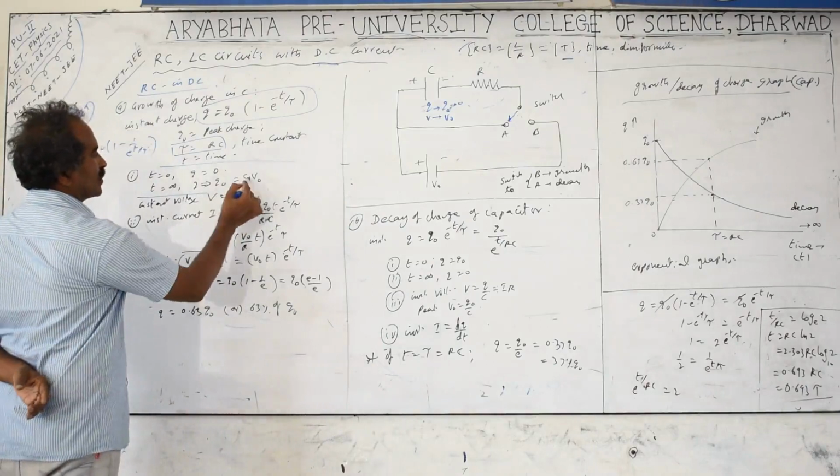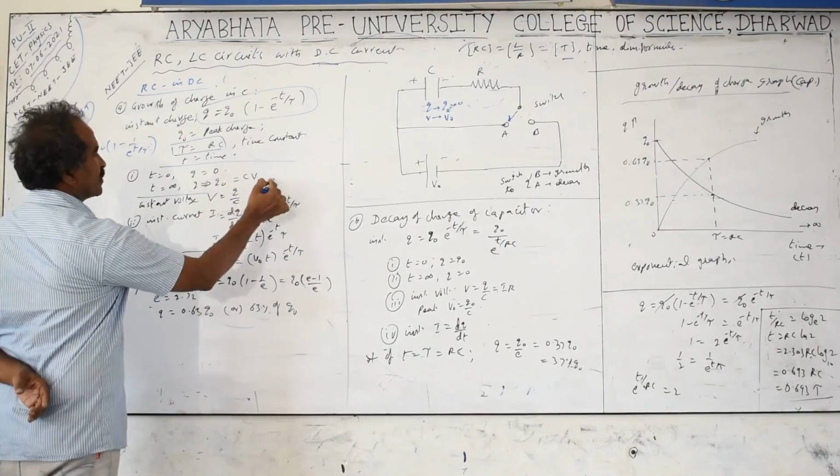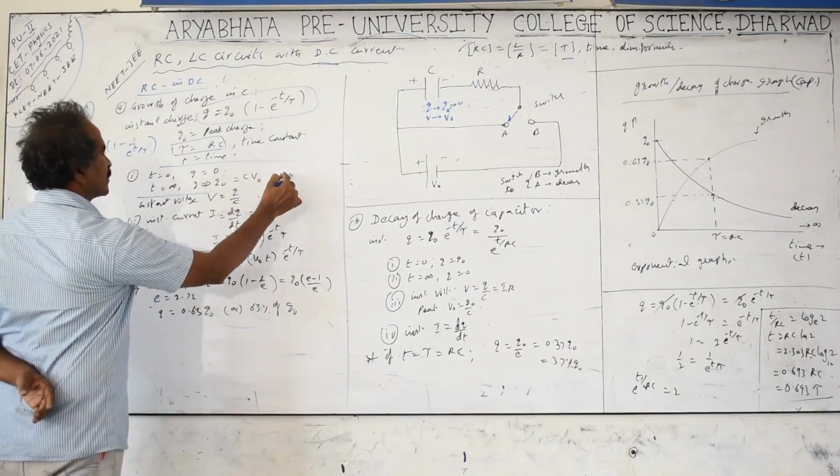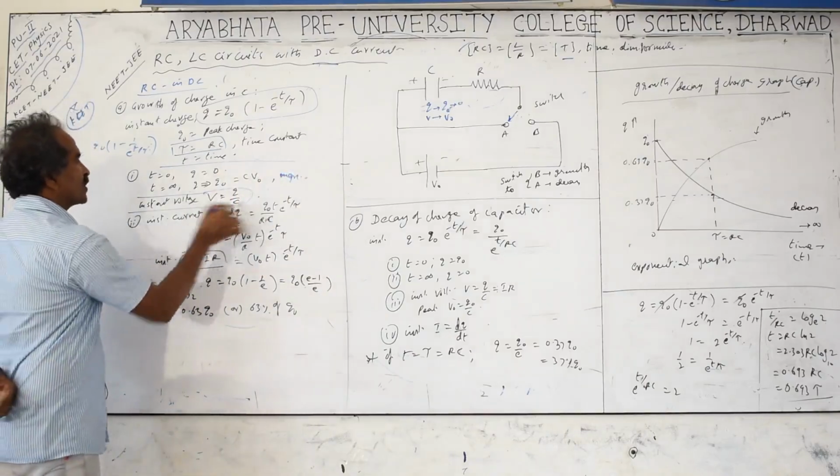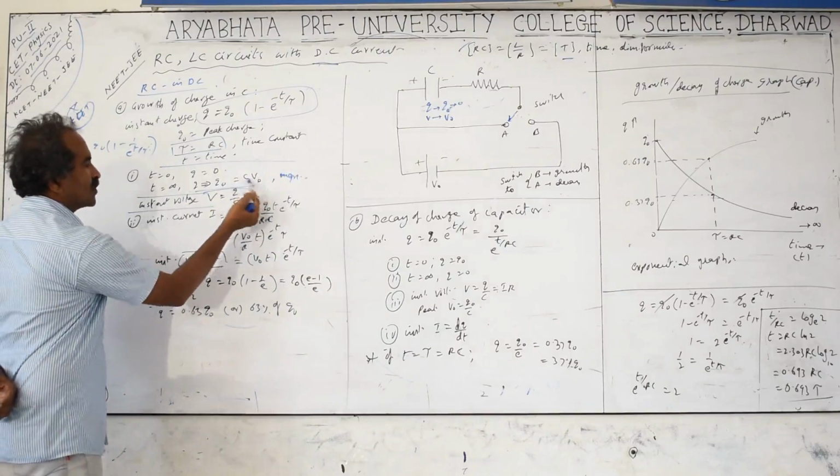C equal to Q by V, so Q equal to CV naught. These are the maximum or peak values, related to the peak voltage. Instantaneous voltage V equal to Q by C. Peak voltage V naught is equal to Q naught by C.